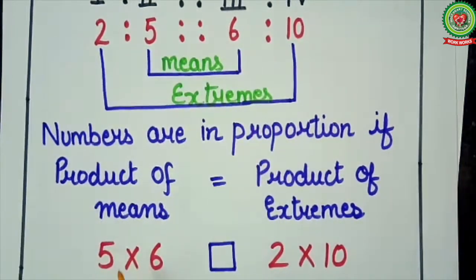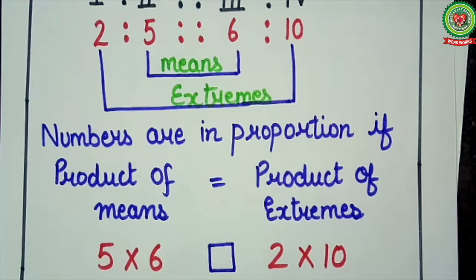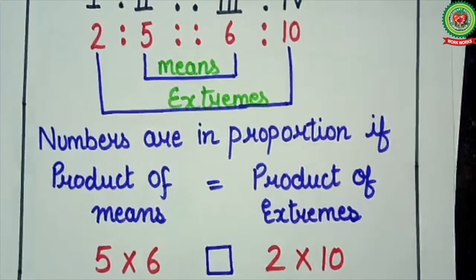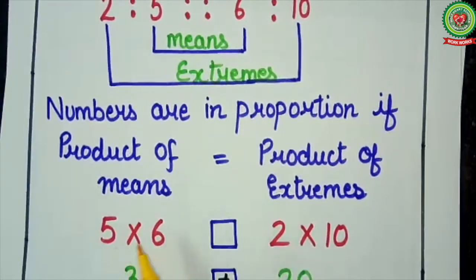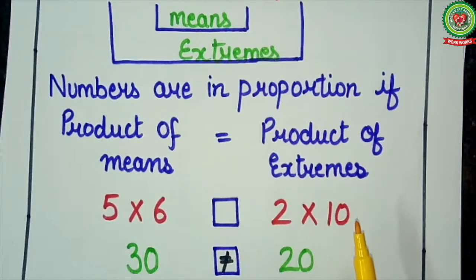Here it will come 5 multiplied by 6. Again we will put a box here because we are checking whether both sides are equal or not. Now what is the product of extremes? It will come 2 multiplied by 10. Now what is 5 times 6? That is 30. And 2 times 10 equals 20.